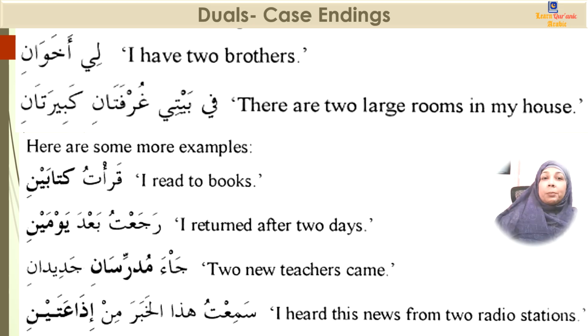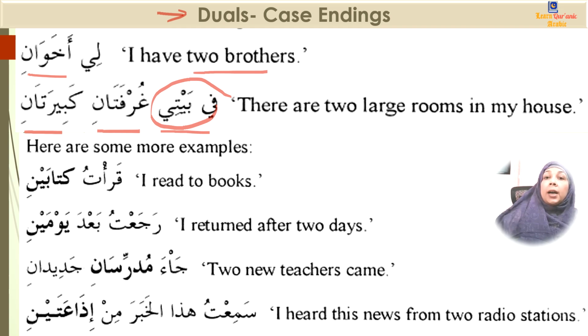So time for some examples of the dual case endings. So the first sentence is li akhawan. It means I have two brothers. So here akhawan is the dual. It means two brothers. In the next sentence, fi baiti gurfatane kabiratane. So here, fi baiti means in my house.